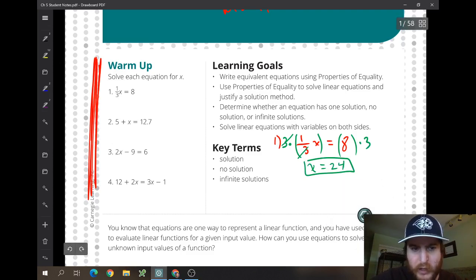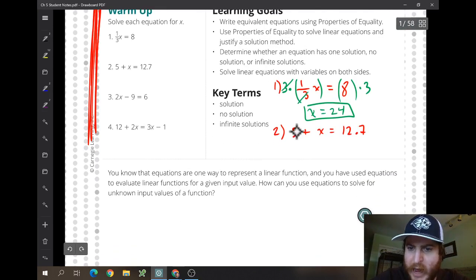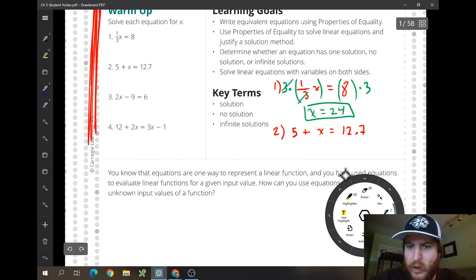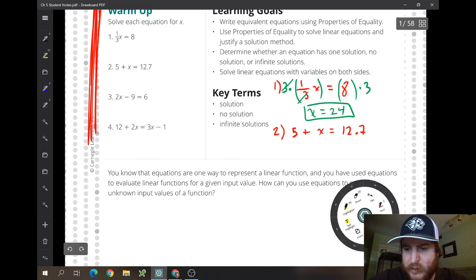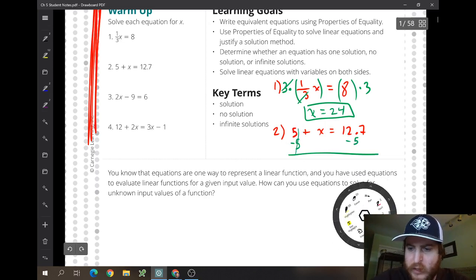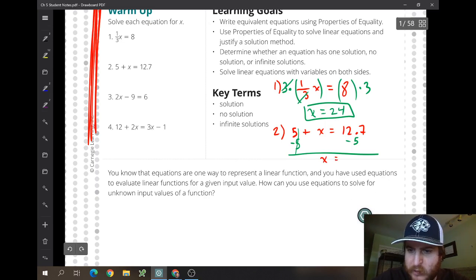And number 2, we had a decimal, but it was just 5 plus x. So we have 5 plus x is equal to 12.7. If we're trying to isolate for x, whenever we're adding, like 5 plus x, we want to undo this 5. So here 1/3 was basically like having x divided by 3. Remember, I told you 1/3 is the same as dividing by 3. So we multiplied both sides by 3. We did the opposite. Here it's x plus 5, so the opposite of plus 5 would be subtracting 5 from both sides. Again, if you're comfortable with this, great. If you're not comfortable with this, we'll go over it throughout the lesson. So we get x is equal to 12.7 minus 5.0, I'm going to add 0, and that becomes 7.7.